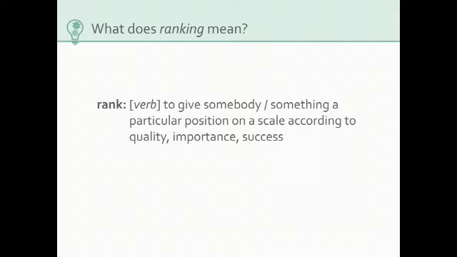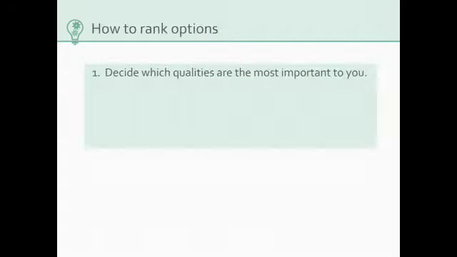What does ranking mean? To rank someone or something means to give him, her, or it a particular position on a scale according to its quality, importance, or success. There are 3 steps to ranking.